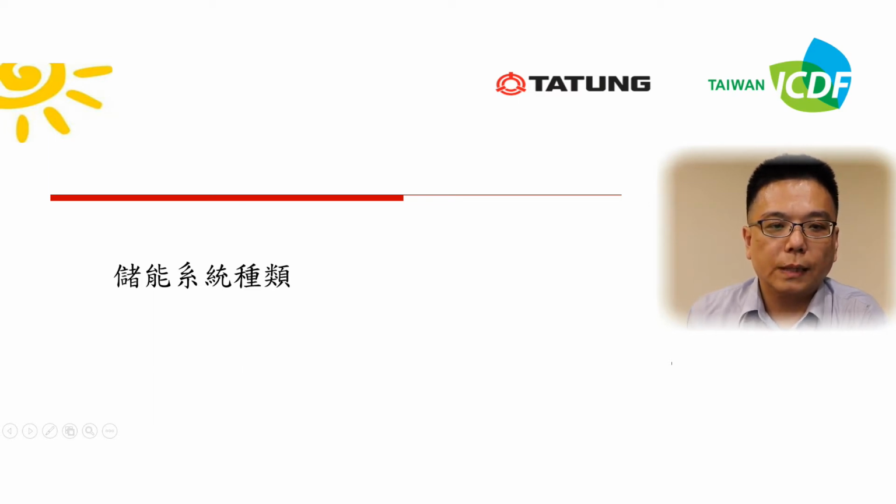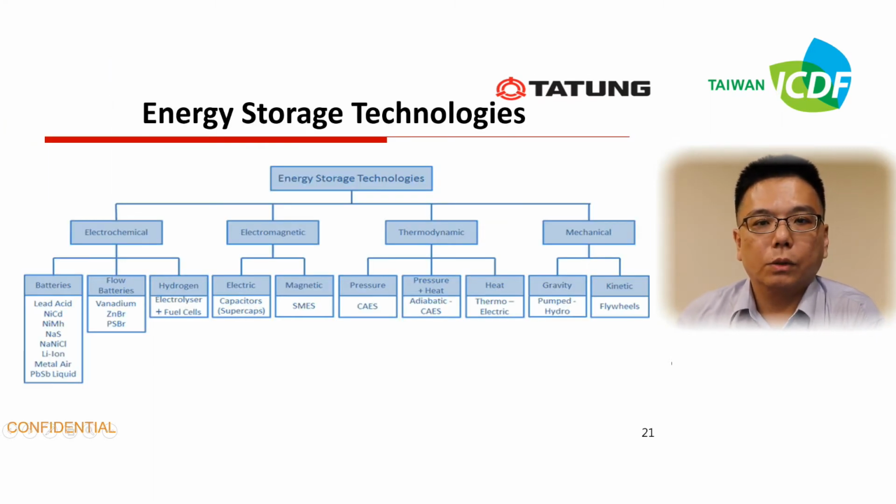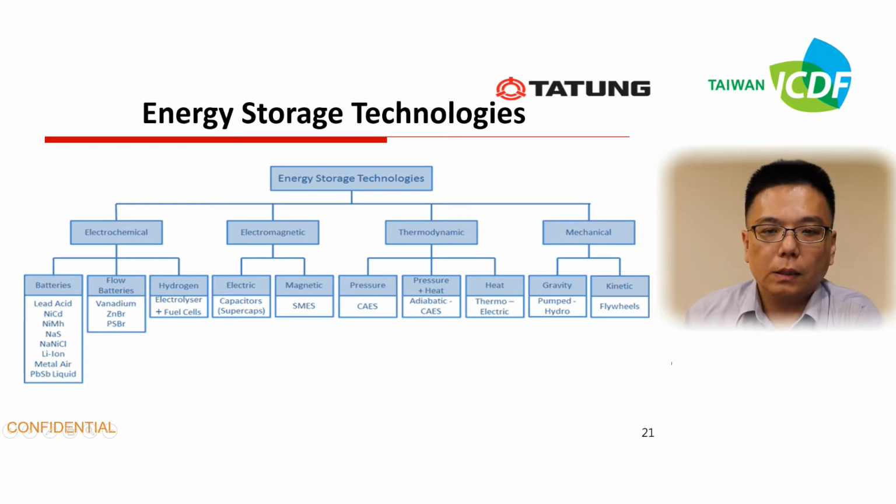I will introduce the different energy storage systems, and you can see the energy storage technology. We can separate it into four parts: one is the electrochemical, the second is the electromechanical, the third is thermodynamic, and the fourth is mechanical. In the next page, I will introduce some of the energy storage techniques to you.